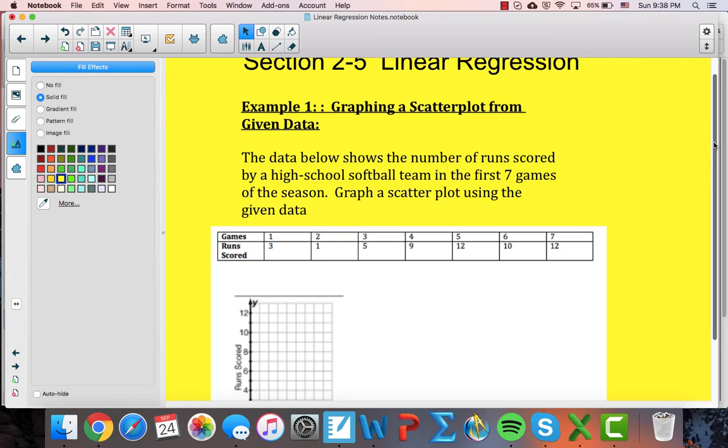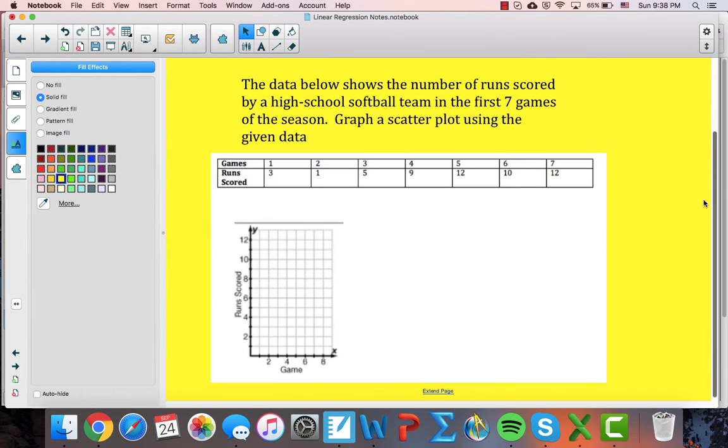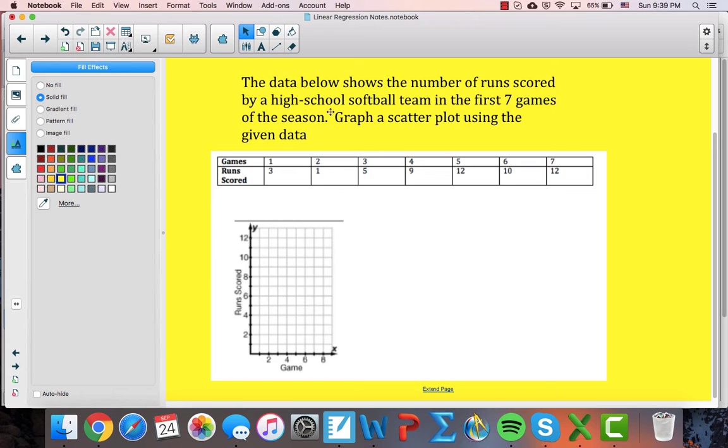A scatter plot is really just a graph of points that we plot to see if there is any type of relationship between the points. So here's our first set. It shows the number of runs scored by a high school softball team in the first 7 games of the season. It says graph a scatter plot using the given data.